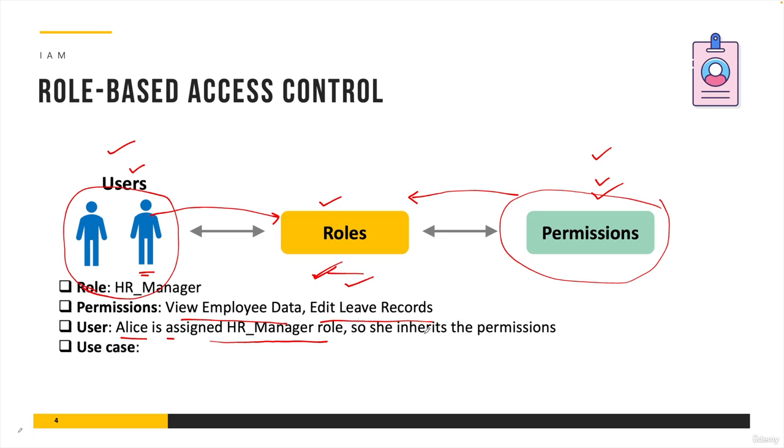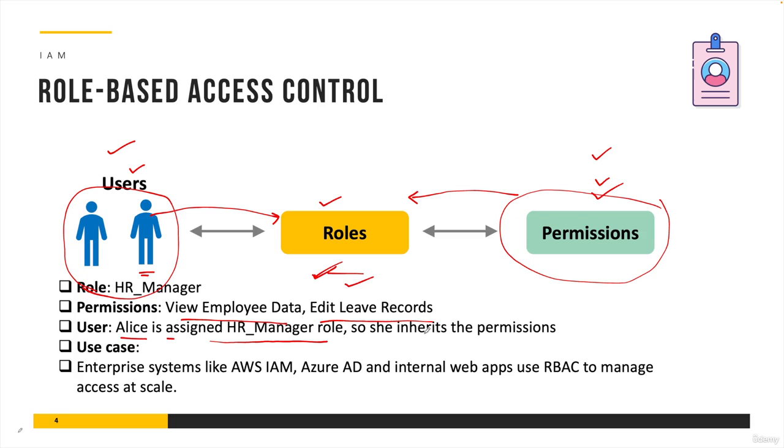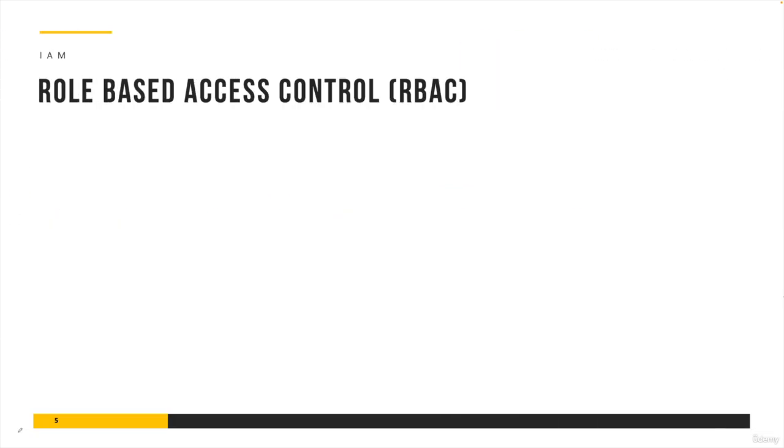And what is a typical use case of RBAC, or role-based access control? It's widely used in enterprise systems like AWS Identity and Access Management, Azure Active Directory, internal web applications, and so many different use cases. The reason being that it's really flexible and relatively easy to manage. As in life, everything has pros and cons. So let's discuss those. So what are the strengths?